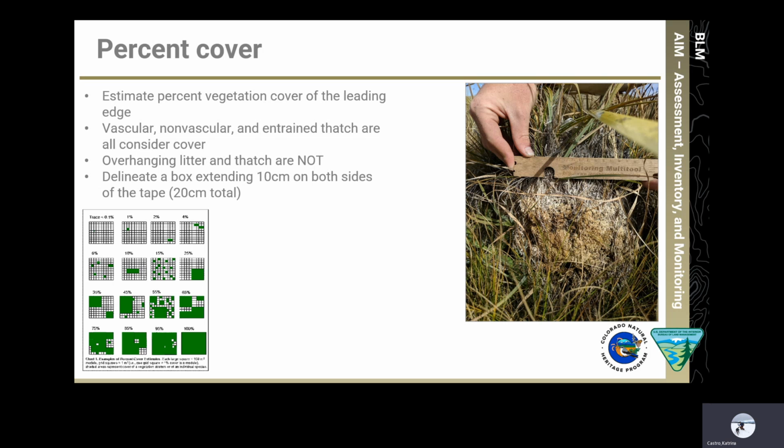When estimating cover, you need to delineate an area on the hummock base extending from the initiation point, or the noticeable change in slope, to the shoulder, which is found just below the top of the hummock. Extend that box 10 centimeters on both sides of the transect tape, creating a 20 centimeter wide box. Using a monitoring multi-tool can be especially helpful when delineating your cover estimation box. Record your cover estimates within the given bins on the form.